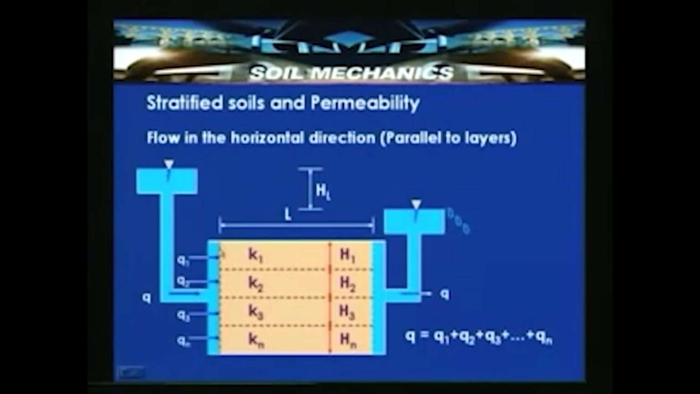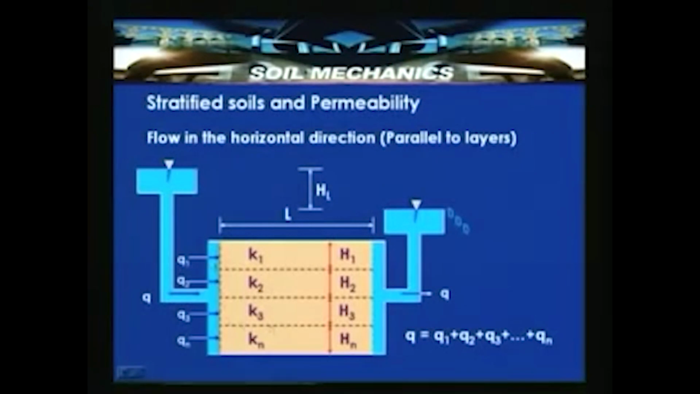And here we assume that the flow is taking place from this point to this point through a head loss HL over a length L. So, in this case, though we have n layers, the flow entering the soil is Q, which is divided into Q1, Q2, Q3, Q4 to Qn. Q1 is the rate of flow passing through the first layer, Q2 is the rate of flow through the second layer, and Qn is the rate of flow through the nth layer.